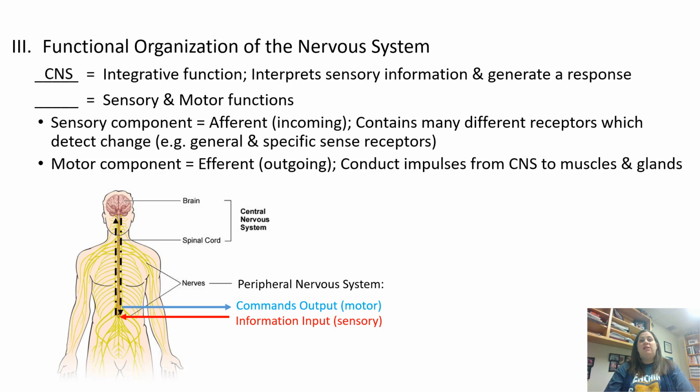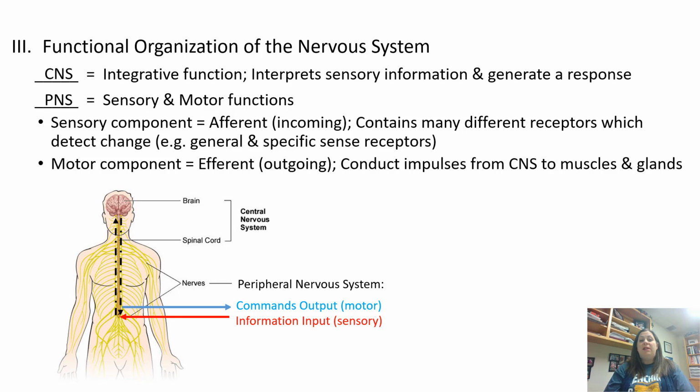The integrative function is going to be done by the central nervous system. This is going to interpret the sensory information and then also generate a response. However, the peripheral nervous system is going to provide the sensory information, and it's also going to allow for the motor function to take place.